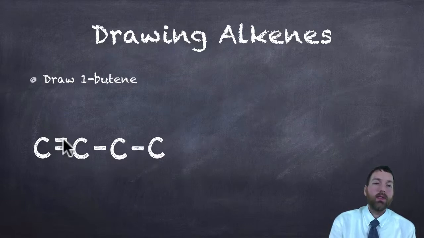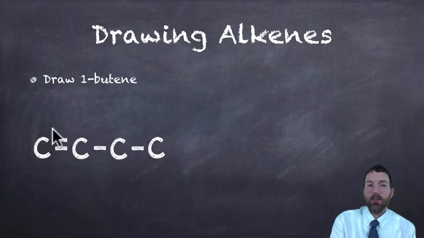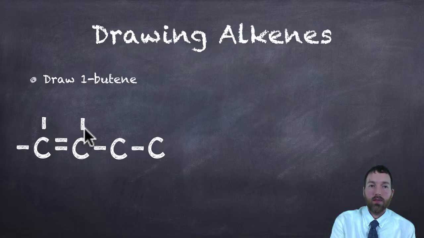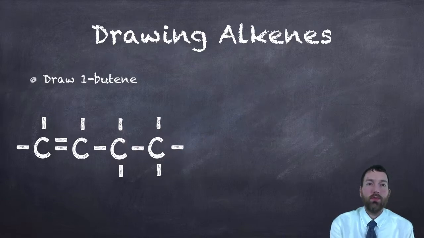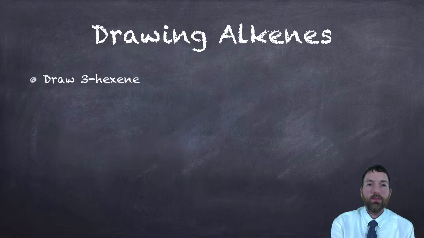This is usually what leads to problems. People just start throwing in dashes, putting in hydrogens, but you've got to make sure all carbons have 4 bonds on them. This one already has 2, so I just need 2 more. So 1, 2. This one has 3, so I just need 1 more. So there's its fourth. This one has 2 bonds, so it needs 1, 2. This one has 1 bond, so it needs 1, 2, 3. So there is my drawing for 1-butene.